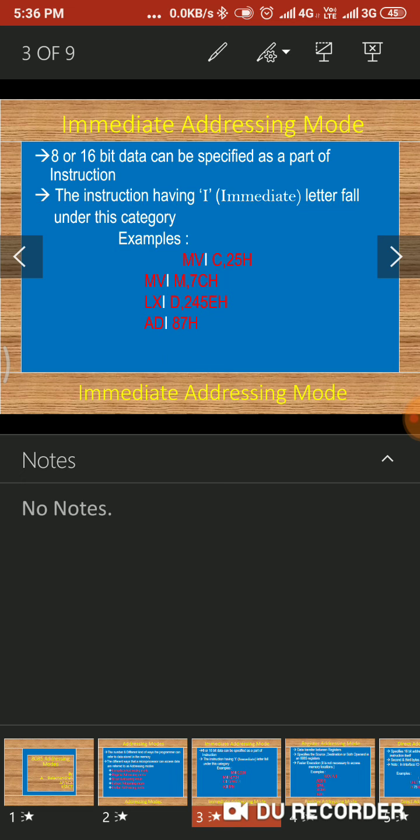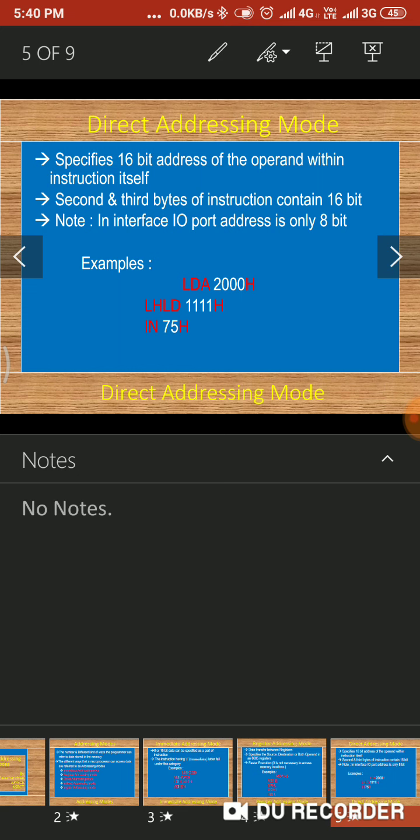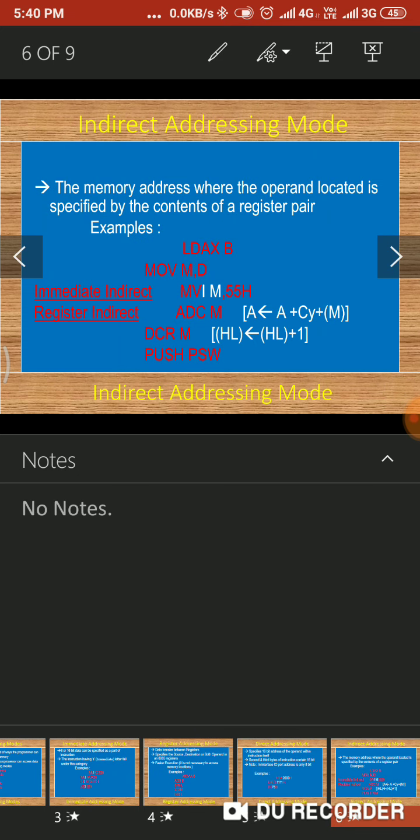Similarly, LHLD 1111 means the data at 1111 will be loaded into the HL register pair. Similarly, in 75, here 75 is an address. The IN and OUT instructions are connected with peripheral interfacing. When we are interfacing the peripherals, we will use the IN and OUT instructions. Okay.